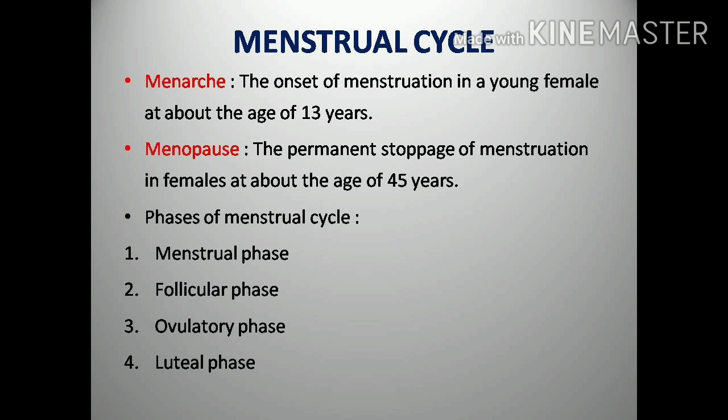If the egg is not fertilized, then it will not stop the maturation of the egg in the ovary region. That is corpus luteum, because it secretes the hormone, that is progesterone. So, this is the menstrual cycle.